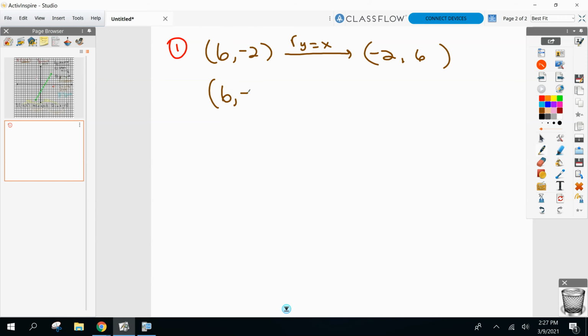And also, let me take that same point, 6, -2. What's your rule if I ask you to reflect it through y equals -x? Y equals -x. Now, what am I looking at there? You switch them and negate both? Correct. So I'm going to switch them and negate them, or if you'd rather think of it this way, switch them and multiply by -1. So -6, +2 would be the image there.